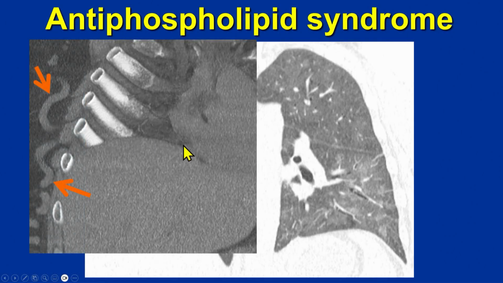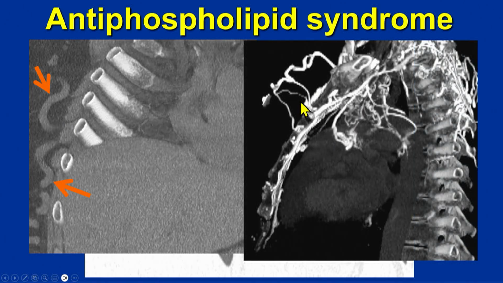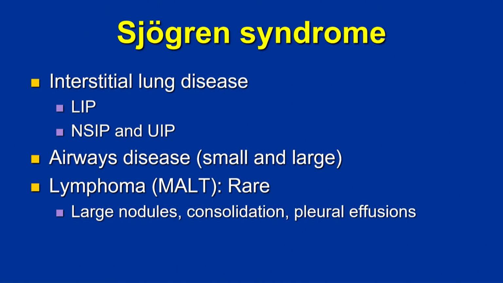You see these dilated collaterals within the chest wall. We see these dilated collaterals anteriorly along the internal mammary region, in the mediastinum, along the spine. So these patients with antiphospholipid antibody syndrome, not only will they bleed, but they can also develop a hypercoagulable state and develop thrombosis throughout their veins.